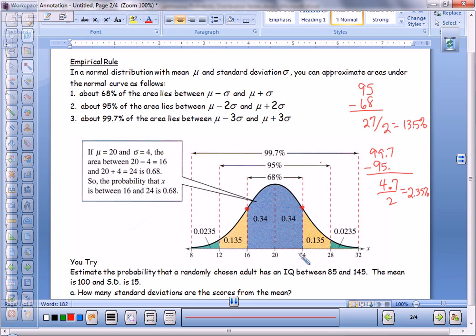Now if I went out another standard deviation, I added 4 more, that would get me 28. A third standard deviation would get me 4 more, up to 32. If I went back 2 standard deviations, that would be subtracting 4 twice, or subtracting 8 from the 20. That gives me 12. Subtract 4 again, that gives me 3 standard deviations at 8. And now let's look at the problems that deal with this question.